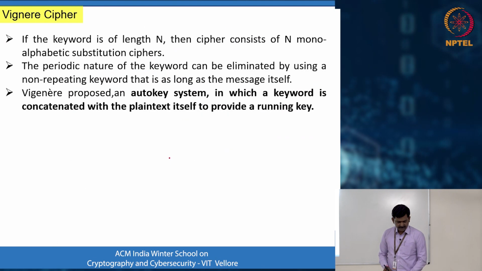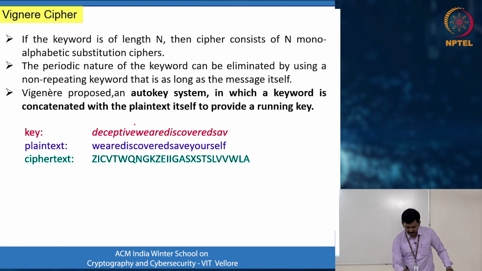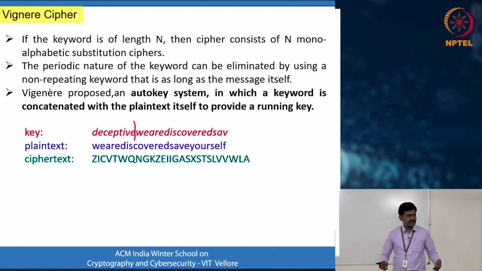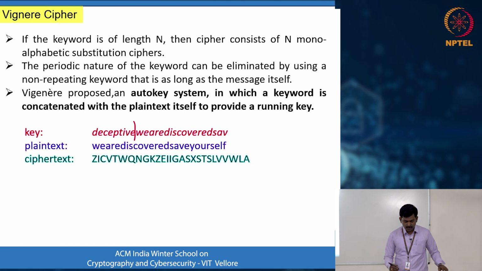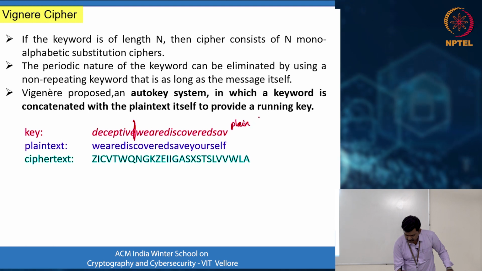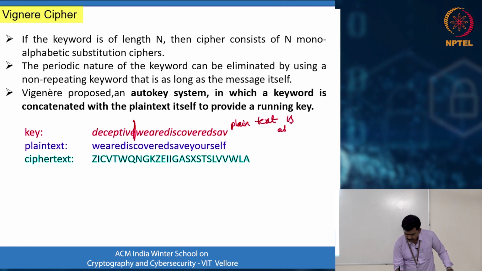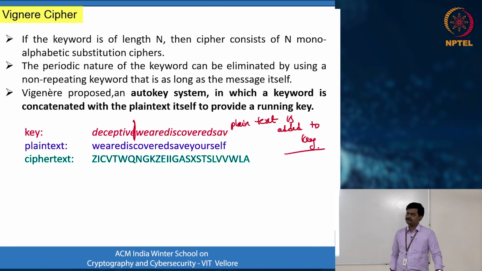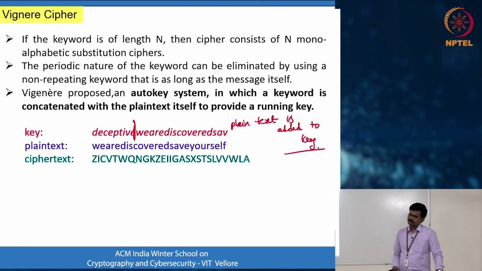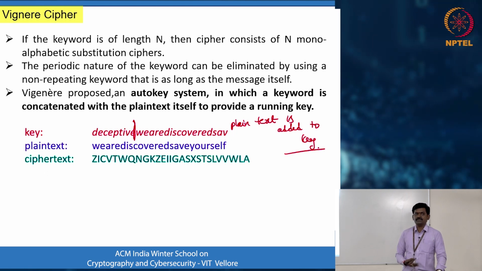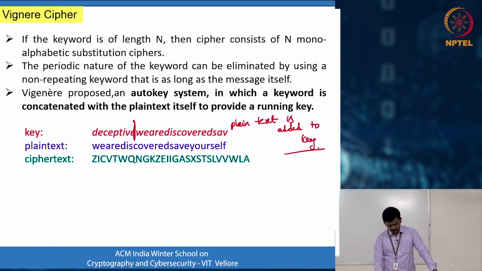So how do you mitigate that? You take the keyword, but you need a key of length equal to the length of the plain text. So how do you do it? You take the keyword and append plain text to the key. Plain text is added to the key. Then what happens? That's all. You do the encryption as usual with the help of Vigenere cipher. Is that clear?